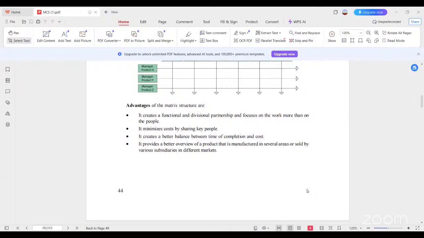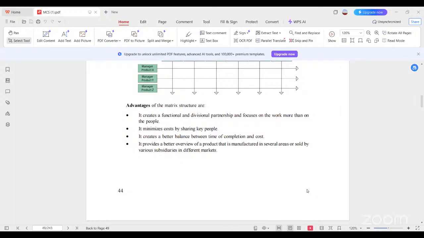At the same time, what are the disadvantages of your matrix structure? You will have confusion due to dual reporting. Reporting to two managers can be mentally exhausting. Then unclear responsibilities will be there, in the sense that employees may be confused about who has assigned them work and who evaluates their performance.